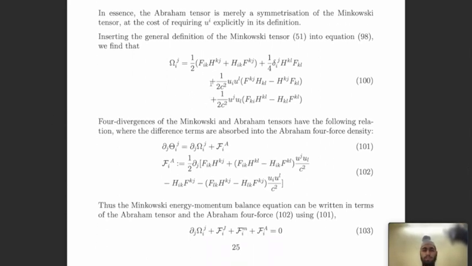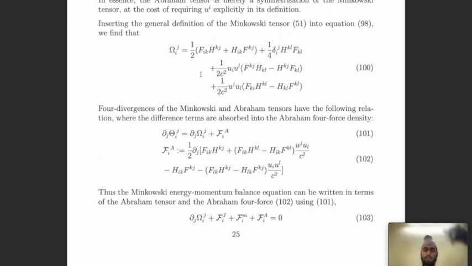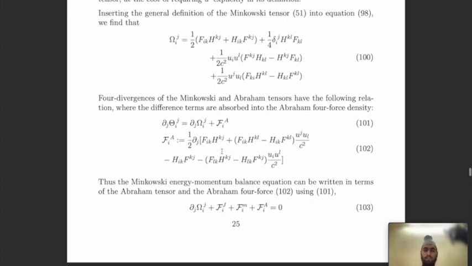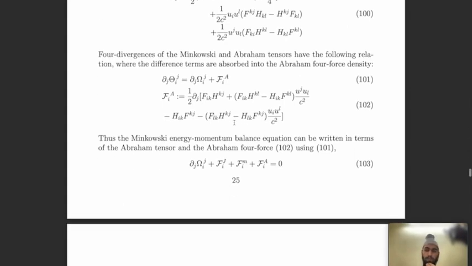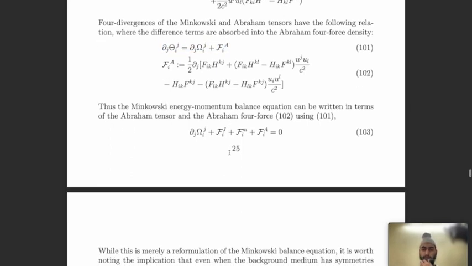Now we can of course get it in exact form using the general definition of the Minkowski tensor and in terms of the F and H tensors, and then we can also compute the four divergence of both of these tensors and compare them. The difference terms between these are absorbed into what we call the Abraham four force density, which is some complicated expression, but important is that it exists, and this differentiates these two divergences.